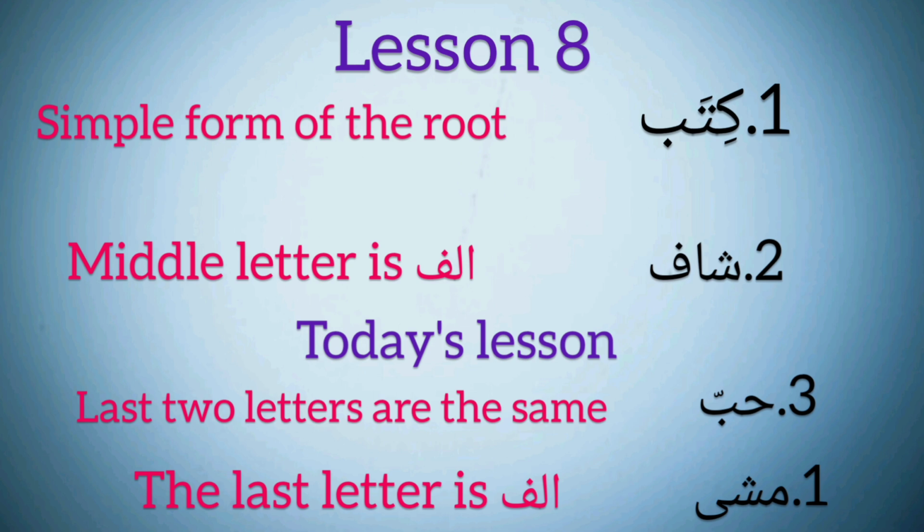But in today's lesson, the third type of verb is where the last 2 letters are the same, the letters that have tashdid, where we pronounce the vowel twice, like habba. But the last root is where the last letter is alif, like misha. It's written mishi, but we have to read it misha.